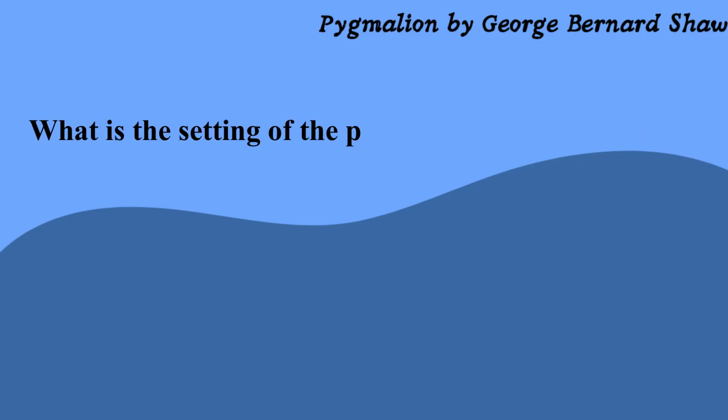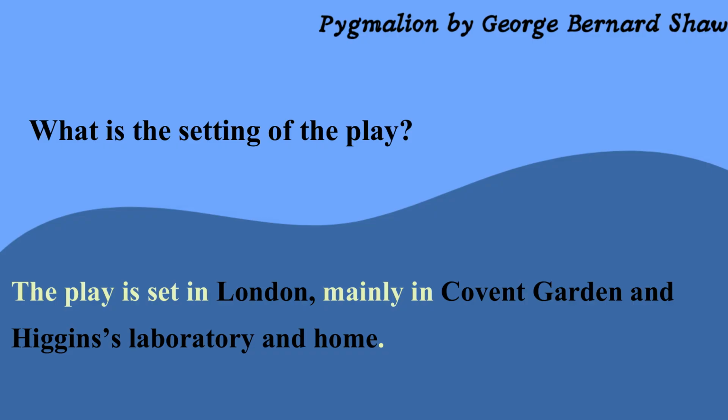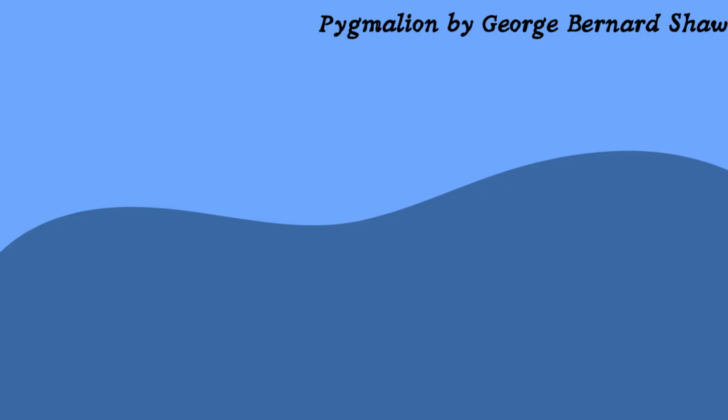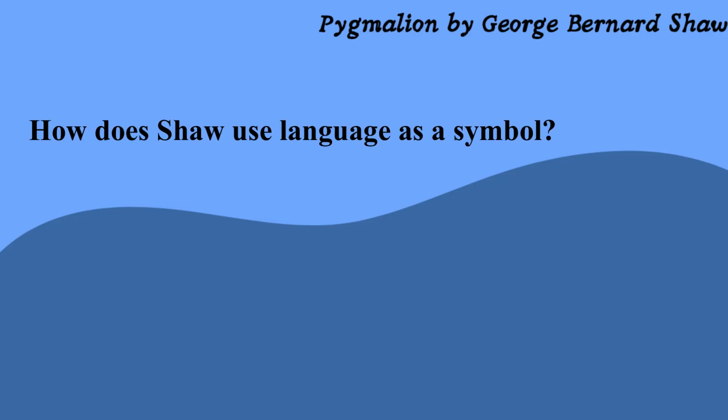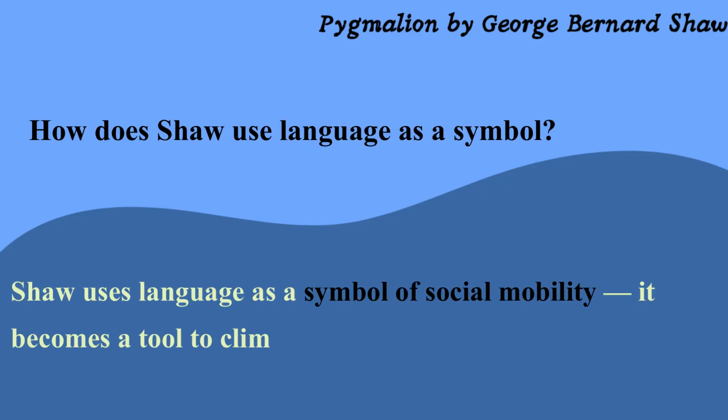What is the setting of the play? The play is set in London, mainly in Covent Garden and Higgins's laboratory and home. How does Shaw use language as a symbol? Shaw uses language as a symbol of social mobility. It becomes a tool to climb the social ladder.